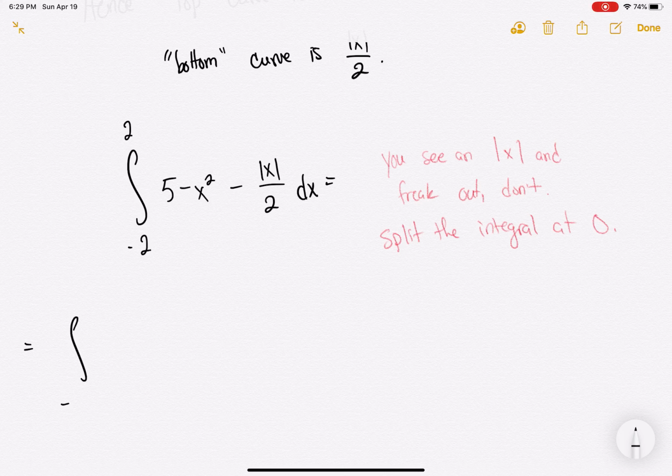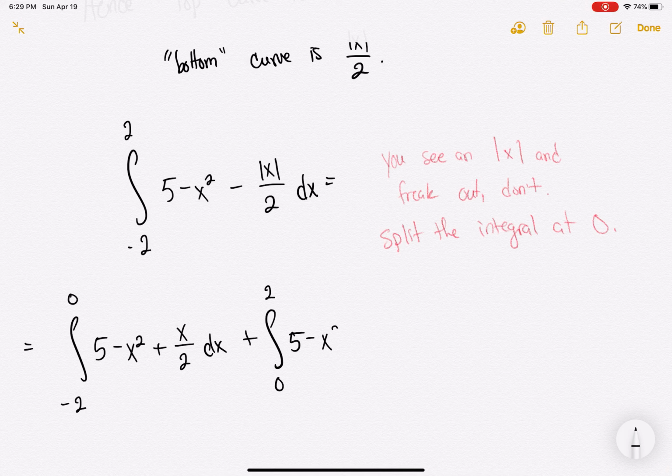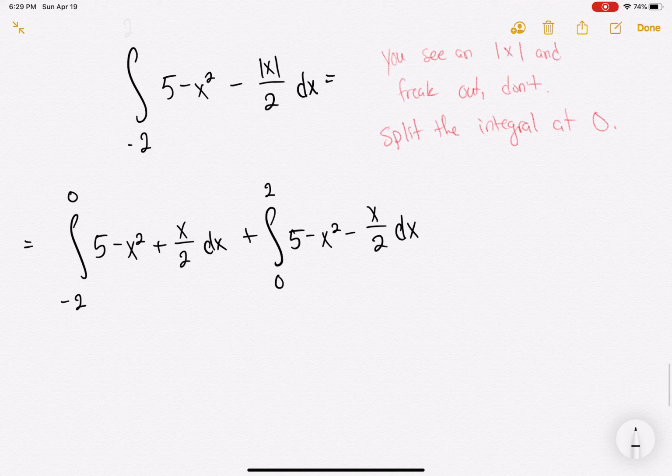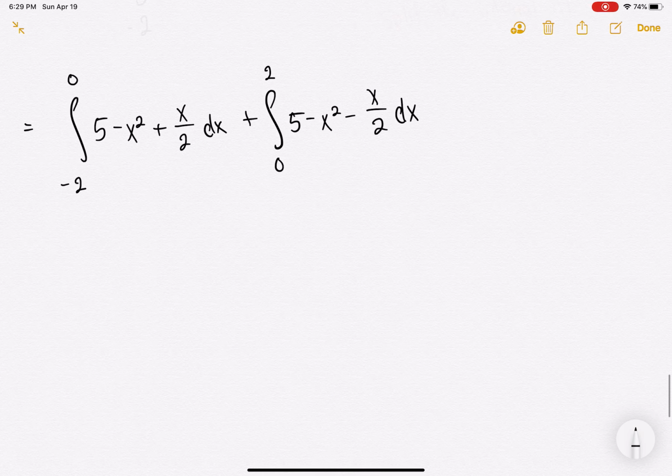It turns into the integral from -2 to 0 of 5 minus x squared. On the negative side, the absolute value picks up an extra negative sign, so here that'll give a plus x over 2 dx, plus the integral from 0 to 2 of 5 minus x squared minus x over 2. That's how you're going to play with the absolute value sign here. And everything else is just the power rule.